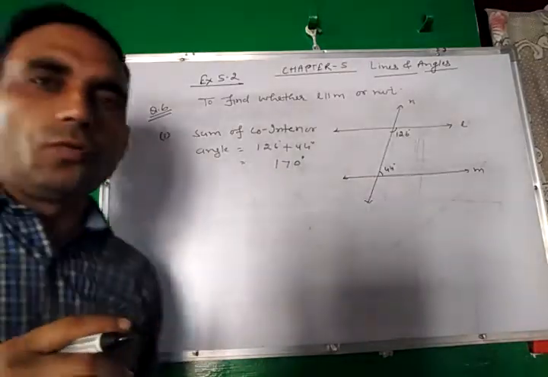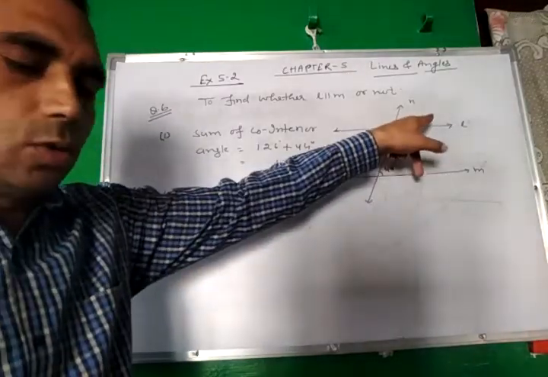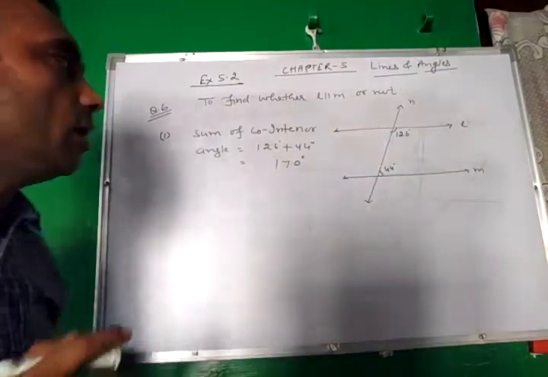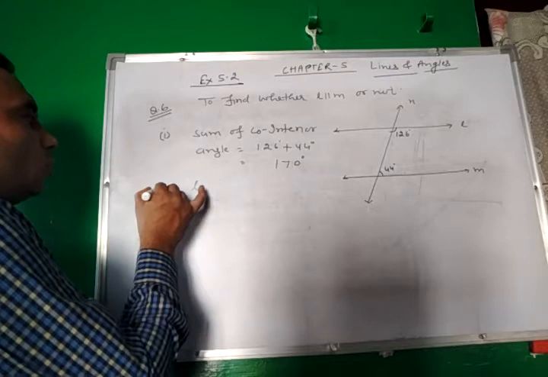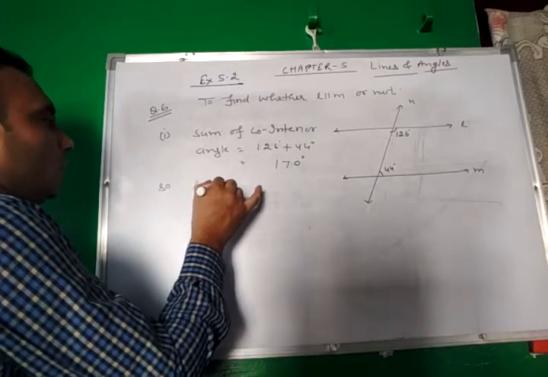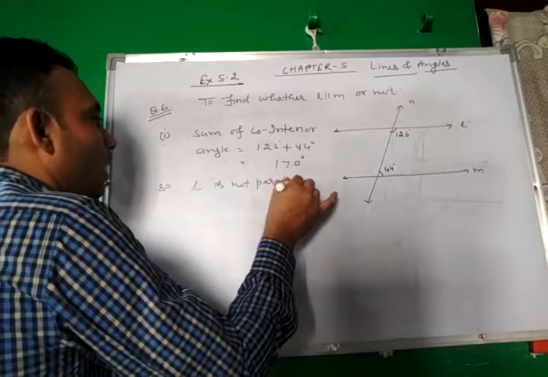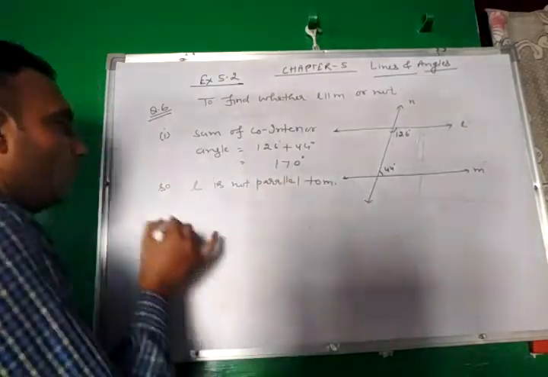This is not 180. So these lines are not parallel, because only if the sum is 180 are the lines parallel. So L is not parallel to M. That was the first part.